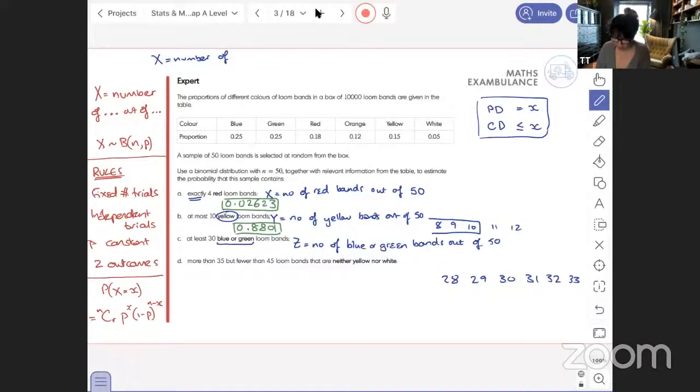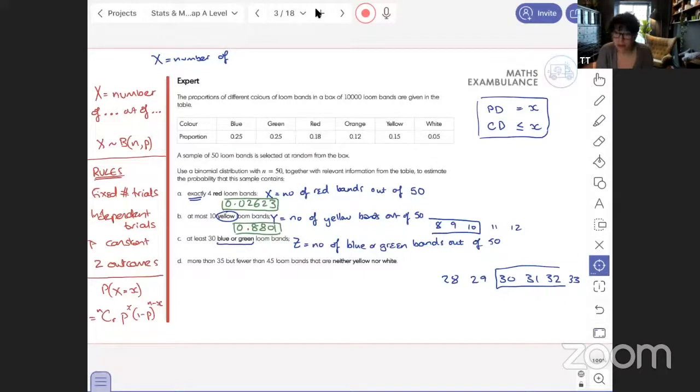I'm going to think, at least 30 is this lot. At least 30. So on the calculator, I've only got the option of typing in less than or equal to. That's what the CD is. So your X would need to be 29. Now, when you get that result, less than or equal to 29, then you can do 1 minus, because the whole thing adds up.